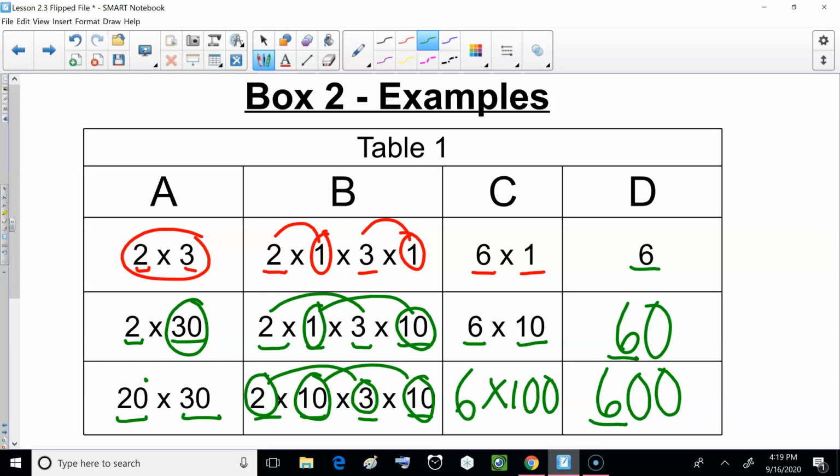So now you see the pattern where when we multiply, the number stays the same. What changes is the place value. This was a ones place value. This is a tens, and 600 is in the hundreds place value. So you can pause the video right now, put this information in this box into your chart to help give you an example of how to guide you.